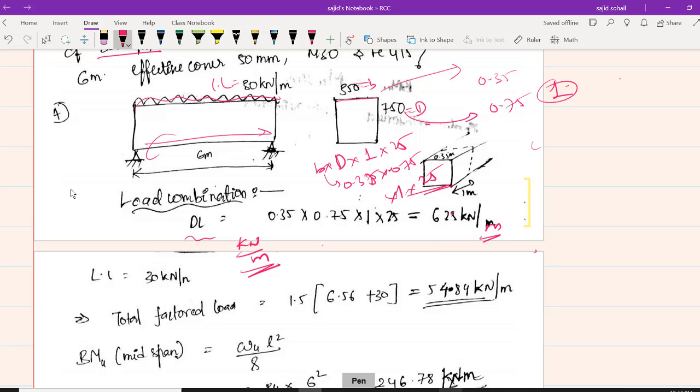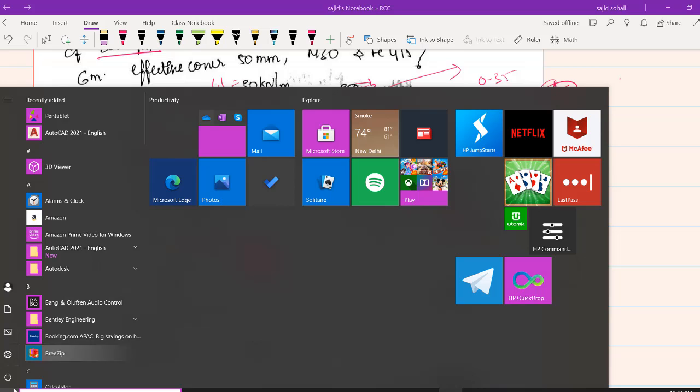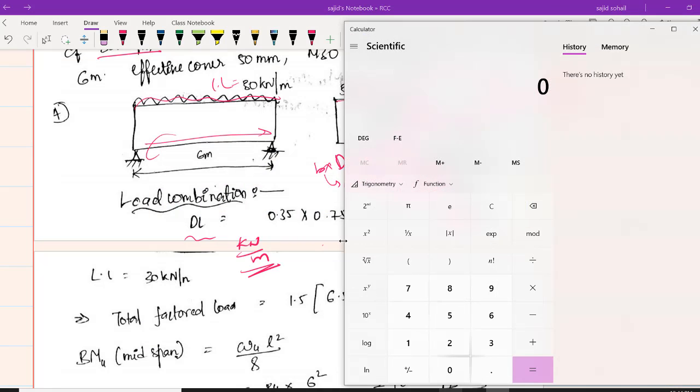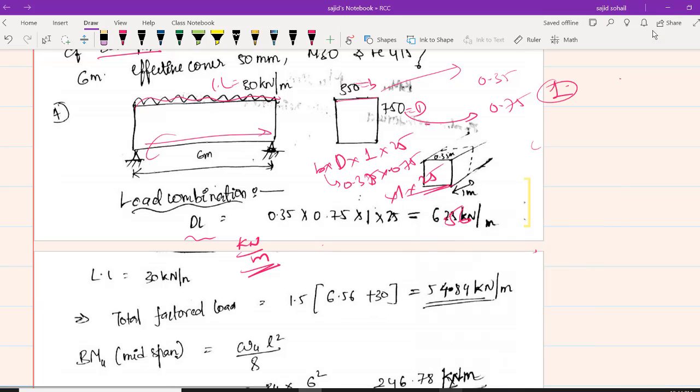6.56, not 625, it's 6.56. Let us calculate. Where is our calculator? Just give me a second, let me calculate. Here is my calculator. So 0.35 into 0.75 into 1 into 25. So how much did you get? 6.56. Let us correct it: 6.56 kilonewton per meter.